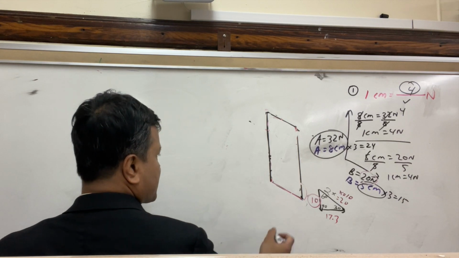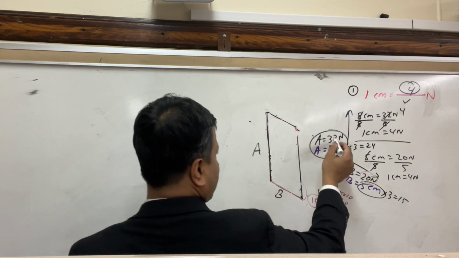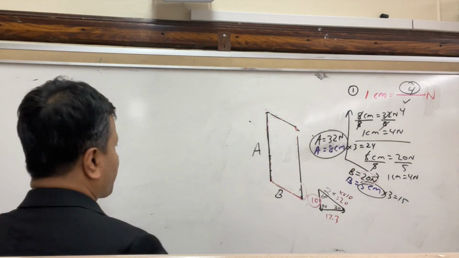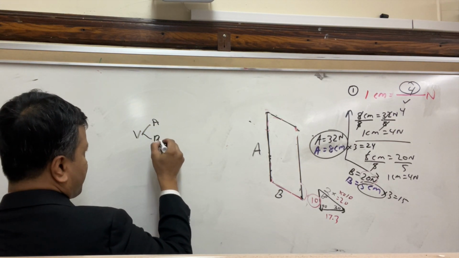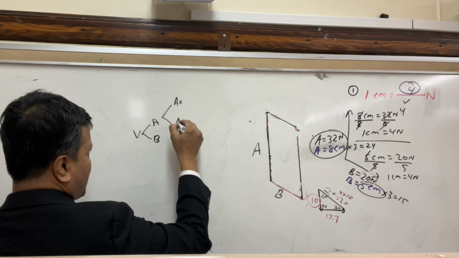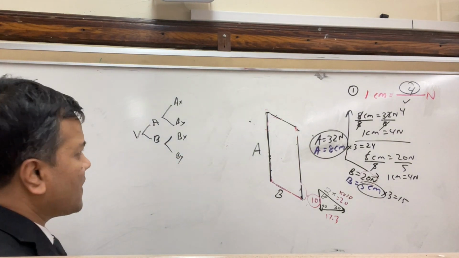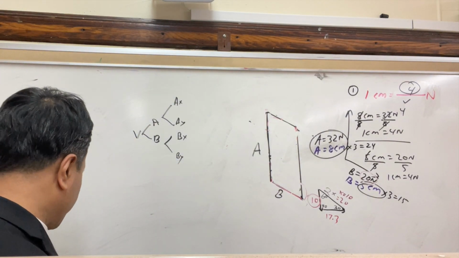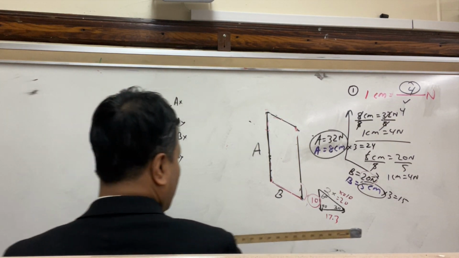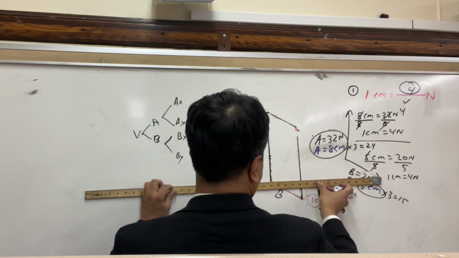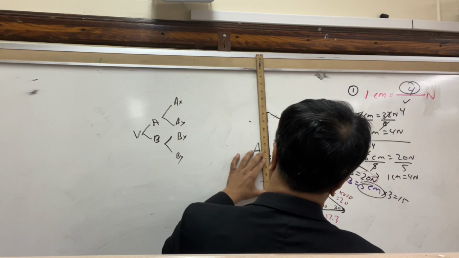This one is of course B, and B is 20. This one is A, and A is 32. So you have vectors A and B. A has Ax and Ay. B has Bx and By. Before you do anything, you have to make sure that there is an x and y. So let's draw x and y in purple. This is your x, this is your y.